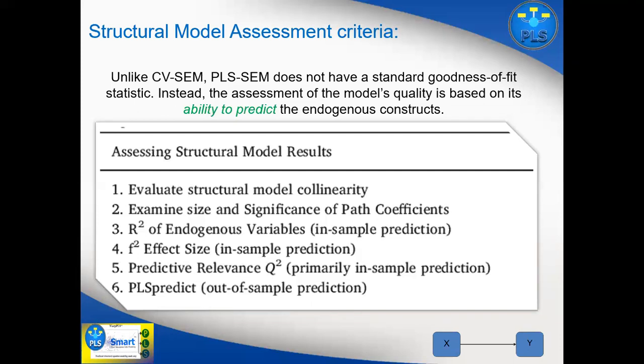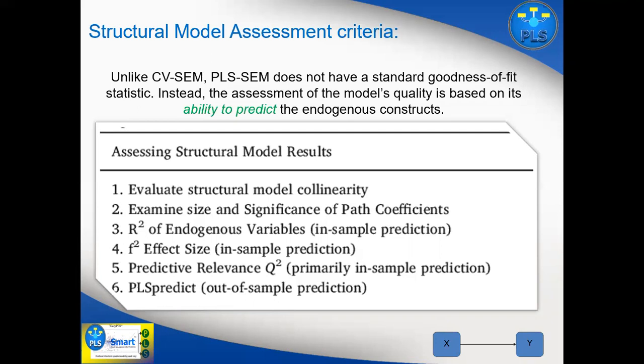So the first thing we do is, okay, there are 6 assessment criteria we should adopt when we are assessing the structural model. The first one is we evaluate the structural model collinearity. You remember here we are not talking about items. We are talking about constructs. So in this case, we want to test the collinearity between the constructs, not between the items.